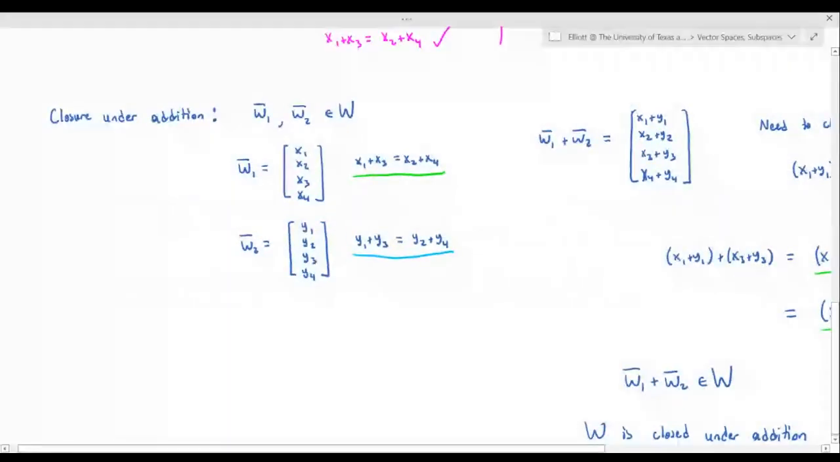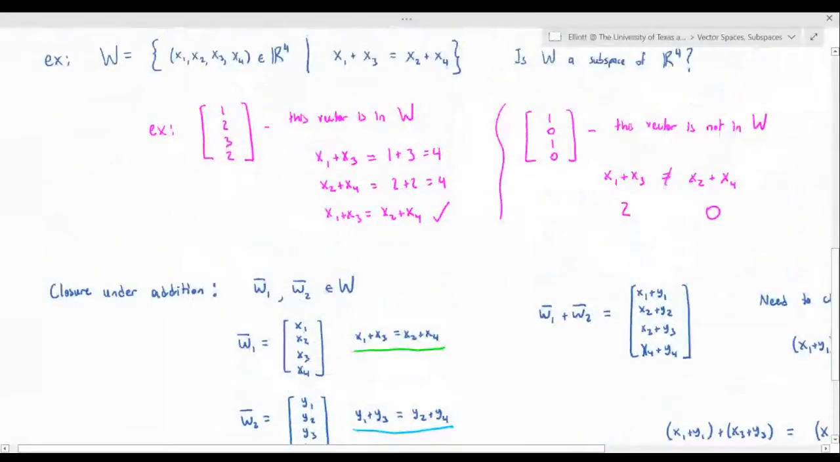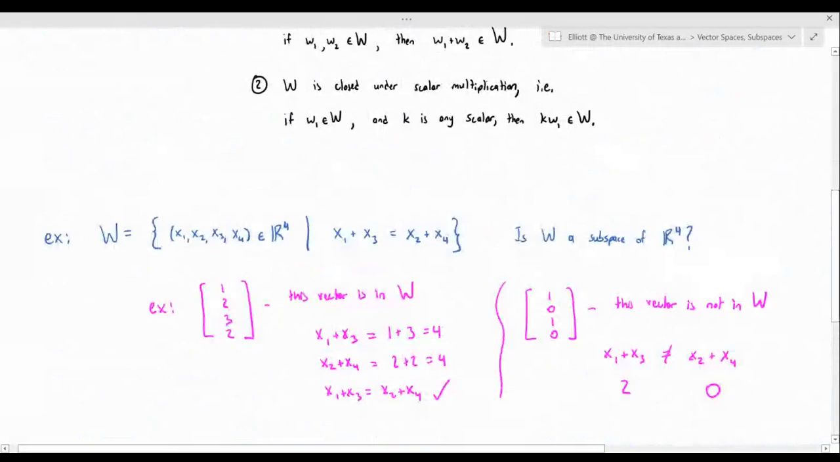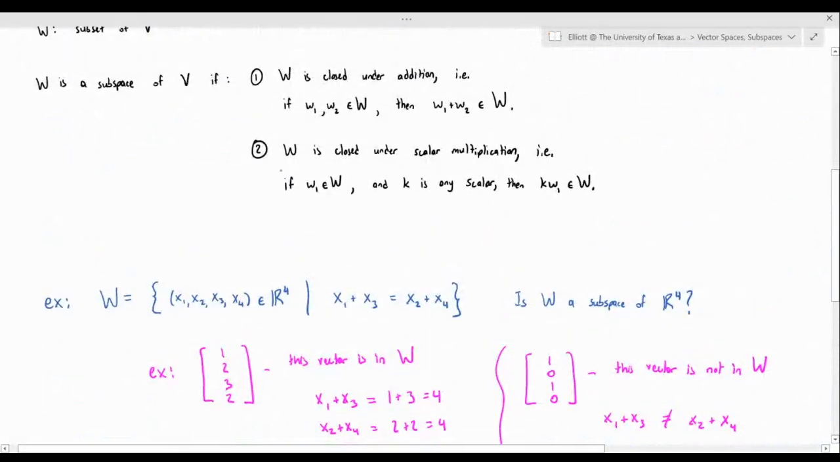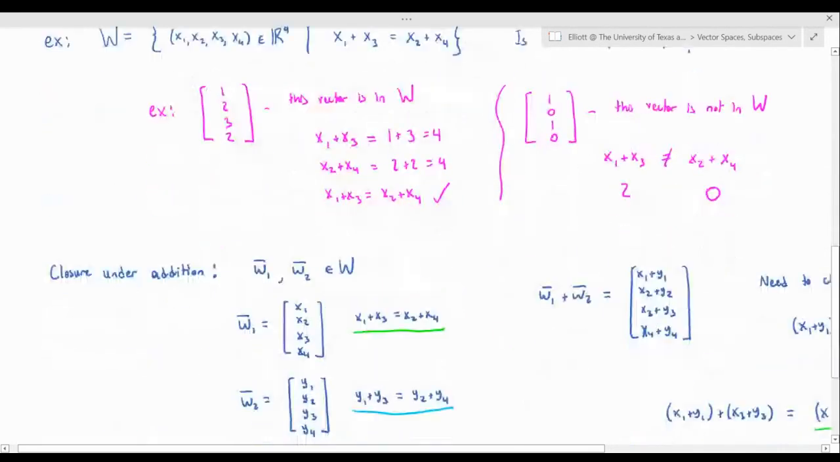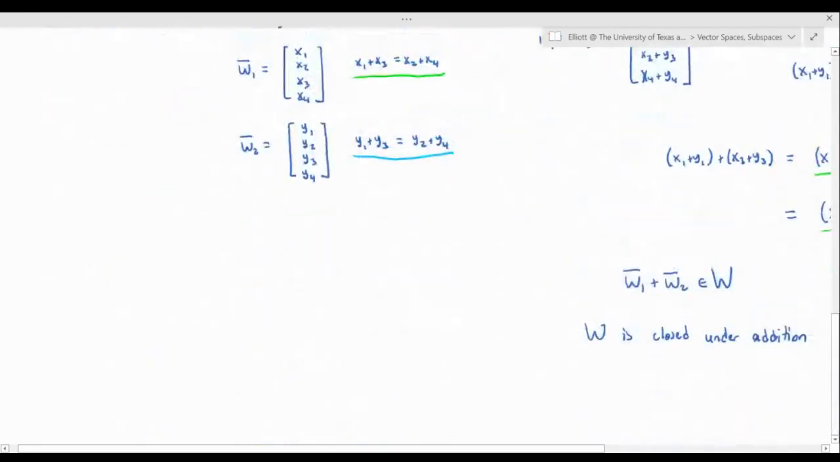Now that's not enough to say that W is a subspace though, because to be a subspace, we also need to prove that it's closed under scalar multiplication as well, okay? So that will be kind of like the next thing that we check. So I'll do that down here.